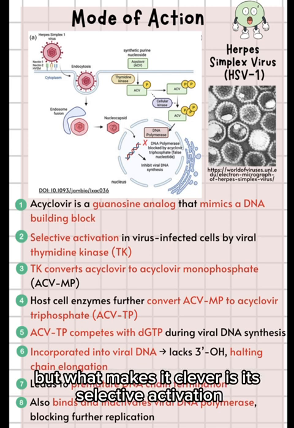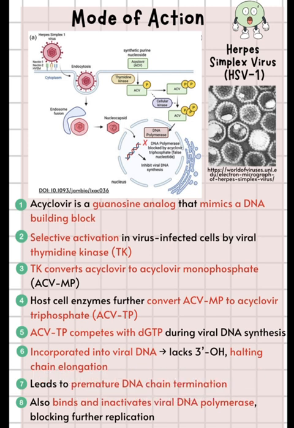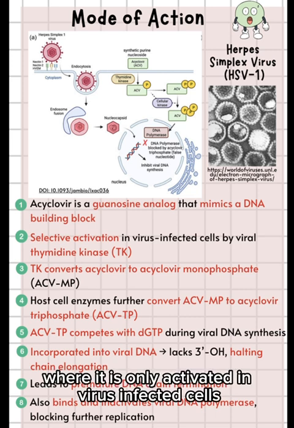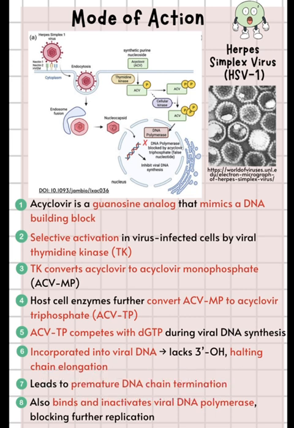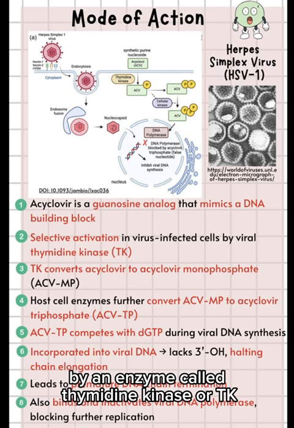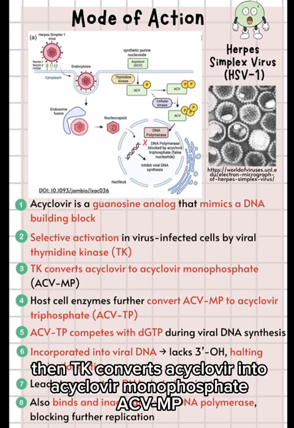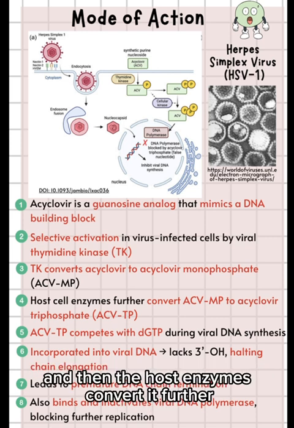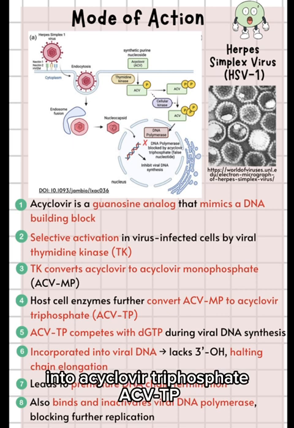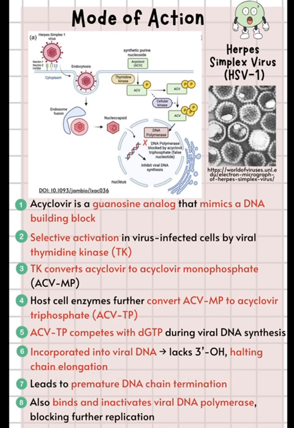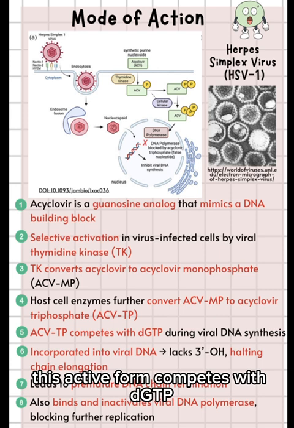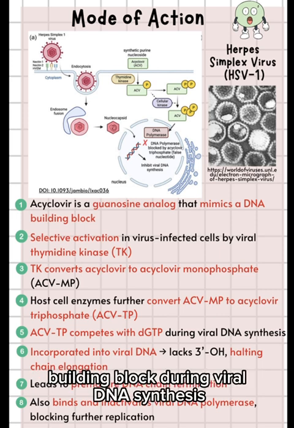But what makes it clever is its selective activation, where it is only activated in virus-infected cells by an enzyme called thymidine kinase, or TK. Then, TK converts Acyclovir into acyclovir monophosphate, ACV-MP, and then the host enzymes convert it further into acyclovir triphosphate, ACV-TP. This active form competes with dGTP, which is a natural DNA building block during viral DNA synthesis.